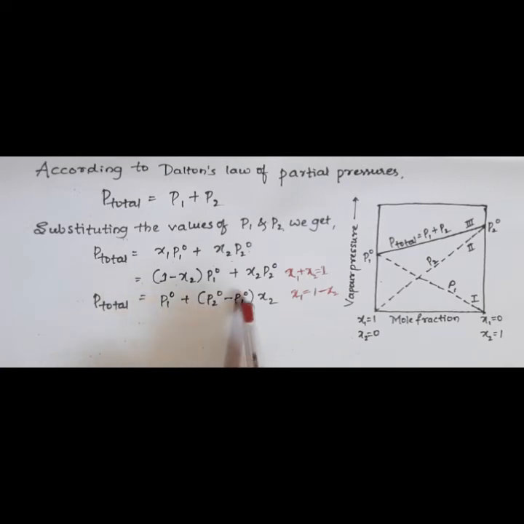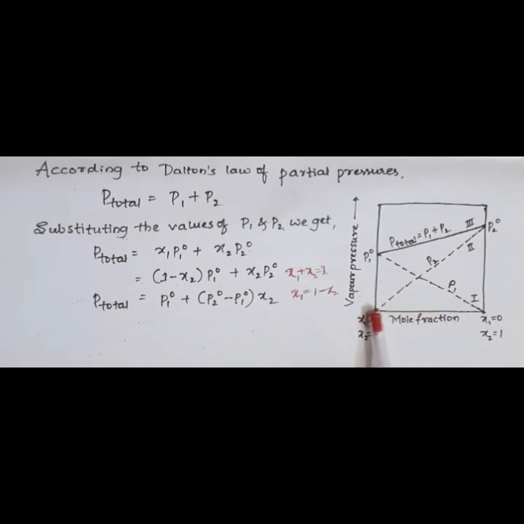Okay. So here I have substituted the X1 value. You can also simplify by substituting the value of X2, then you will get X1 here. So by considering the mole fraction of any one of the components, we can find the total vapor pressure of the solution. And this can be graphically represented as vapor pressure along the y-axis and mole fraction along the x-axis.